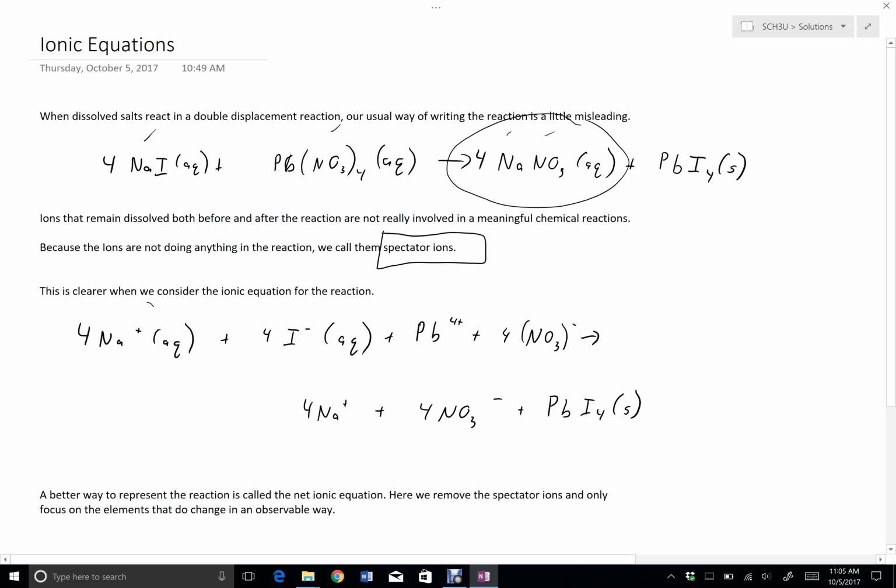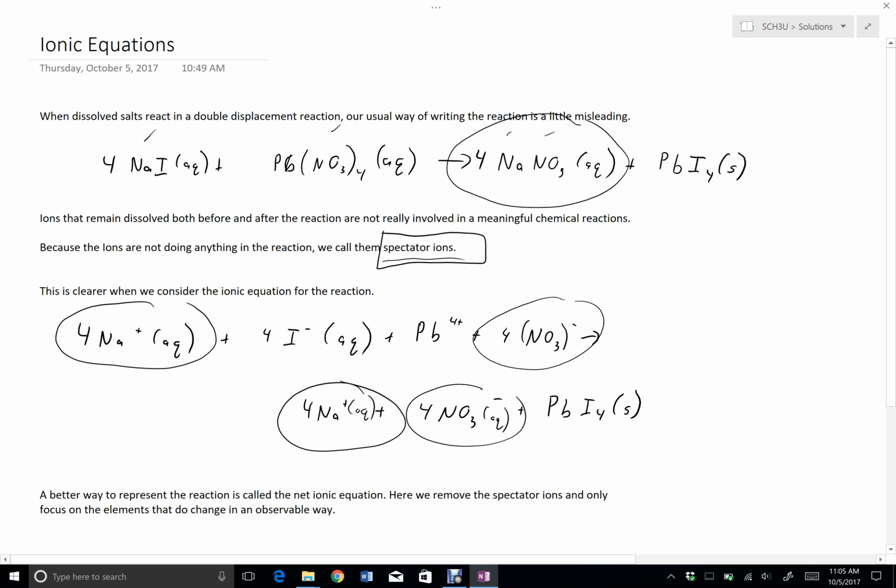So what we notice here is that these 4 dissolved sodium ions exist before and after the reaction unchanged. So they don't actually do anything in the reaction. They spectate the reaction. Similarly, these 4 nitrate and these 4 nitrate just sit there. They don't actually do anything. So, I mean, they're not really watching their atoms, but we can imagine them as just watching what's going on, and so we call them spectator ions.